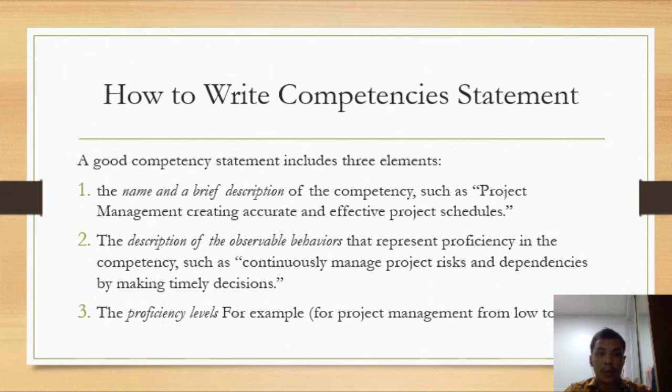A good competency statement includes three elements. The first one is the name and brief description of the competency, such as project management, creating accurate, effective project schedules. The second one is the description of the observable behavior that represents proficiency in the competency, such as continuously managing project risk and dependency by making timely decisions. The third is the proficiency level, for example, for project management.